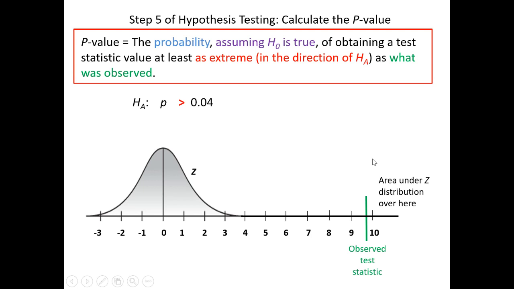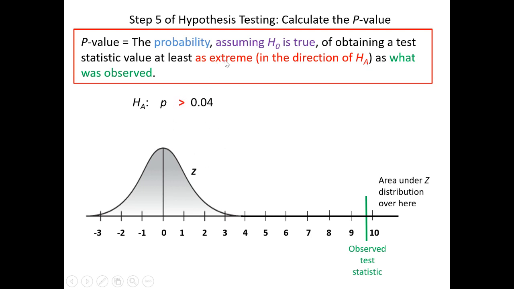In step 5, we're going to quantify how unusual this result is by calculating a probability that we call a p-value. This is a very important definition. The p-value is a probability which assumes that the null hypothesis is true. That is, we temporarily pretend, what if p were 0.04? What would we expect? Assuming that's true, what's the probability of obtaining a test statistic, remember, we got z equals 9.85, that's at least as extreme in the direction of the alternative hypothesis as what was observed?